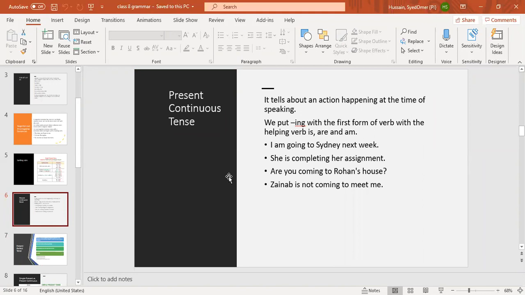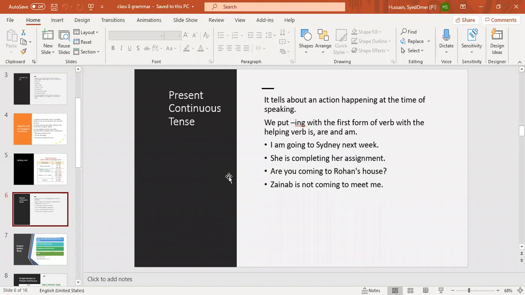It's very easy. Remember one thing, whether it is present continuous, past continuous or future continuous, we have to put ing with the base verb, that is the first form of verb. In all continuous tenses, we put ing with the base verb, be it present, past or future. So the question is, how do we know if it is present, past or future? Because of the helping verb.